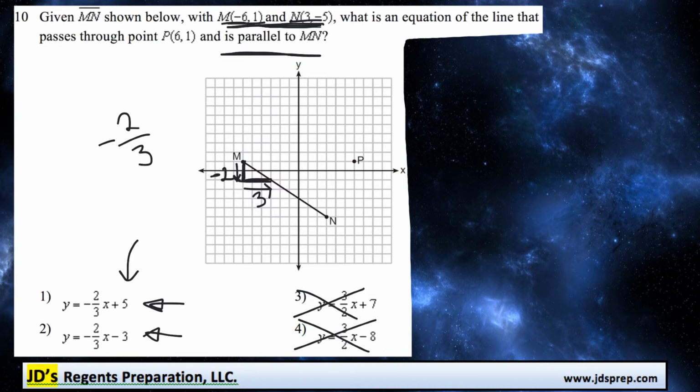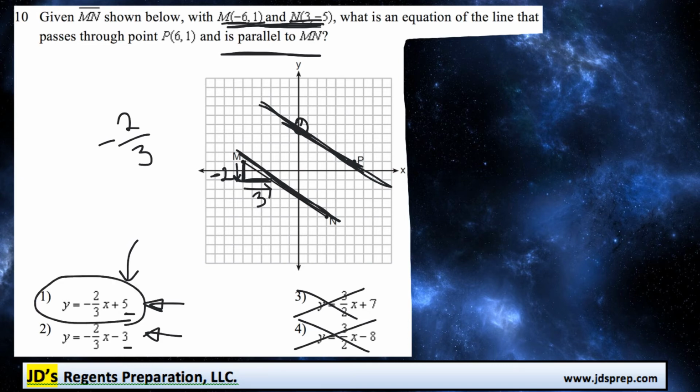So what do we think? Will the y-intercept be at +5 or -3? Well, it's pretty clear that it's going to be +5. I mean, if this line is parallel to MN, it's not going to cross the y-axis at -3. It's going to be +5. So the correct answer is option number 1.